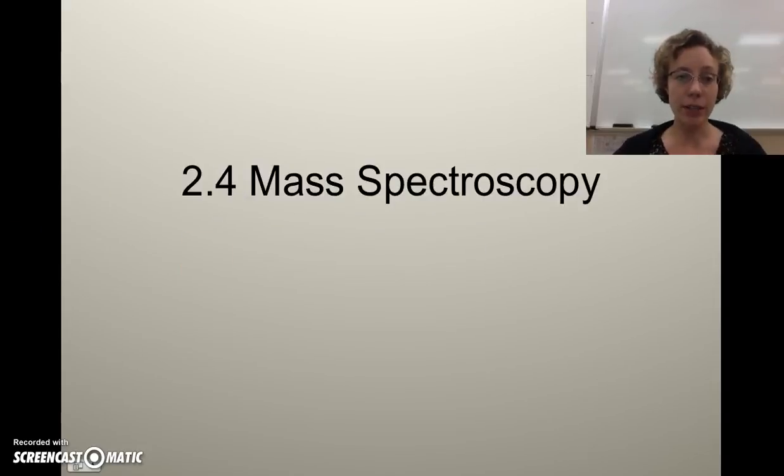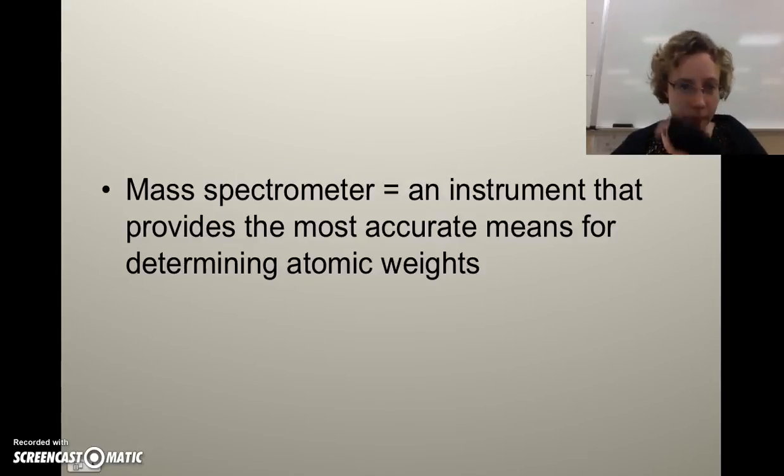Sweet. The second part of these notes is 2.4 mass spectroscopy. This is in your book. It's called A Closer Look, but AP Chemistry will ask you questions about this. So if you want to go back and read it in your book, there's not a lot of information, so let's talk about it. First, a mass spectrometer is an instrument that provides the most accurate means for determining atomic weights. This is what we use to be so specific that it actually measures all of the protons and neutrons.